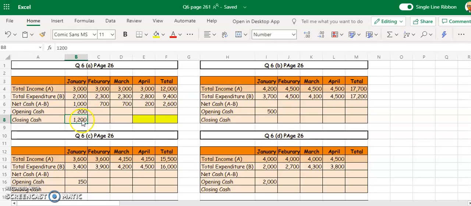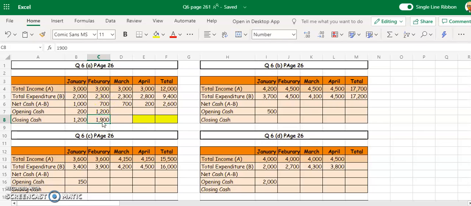Now your closing cash for one month is your opening cash for the next month. So if we started January, 31st of January with 1,200, and the next month we started February, we're going to be starting with 1,200. So your closing cash for one month becomes the opening cash for the next. So your opening cash for February is going to be 1,200. We've got 700 then left over from February. So 700 plus 1,200 gives you 1,900. So your closing cash is 1,900 for February.